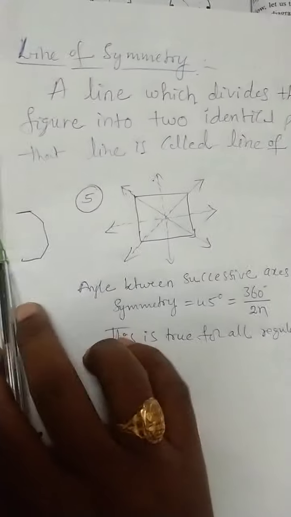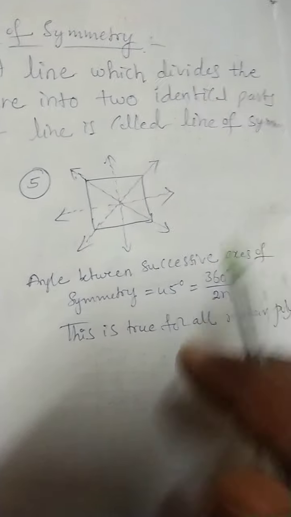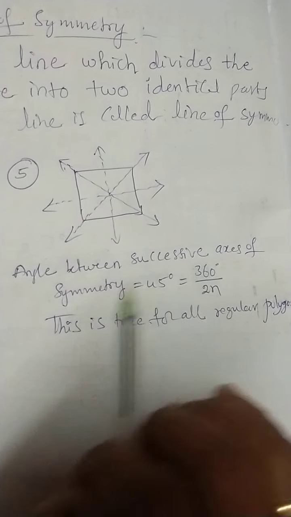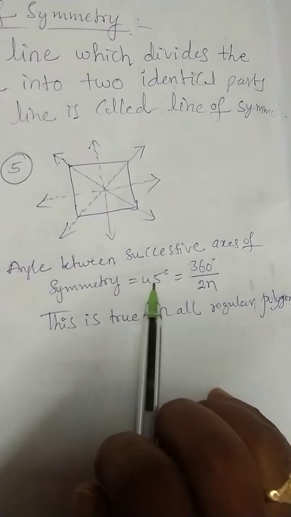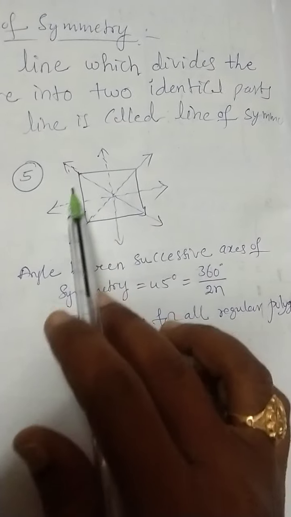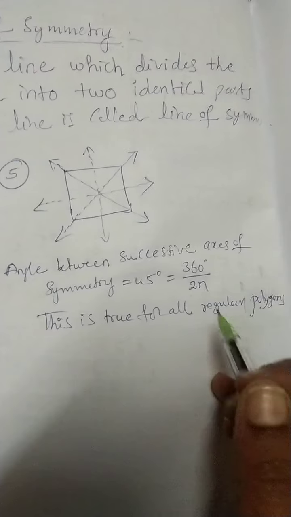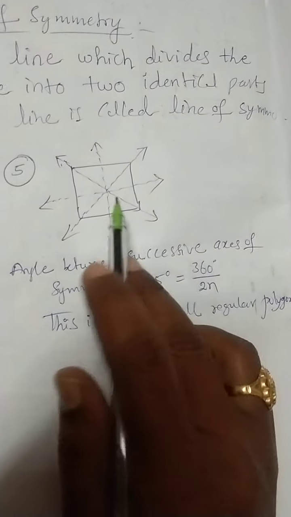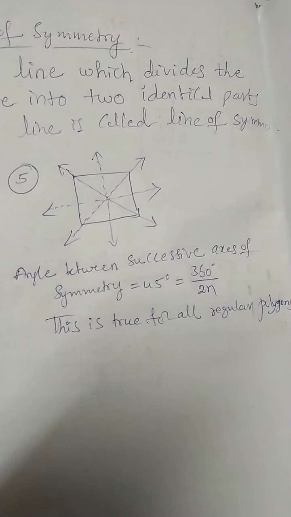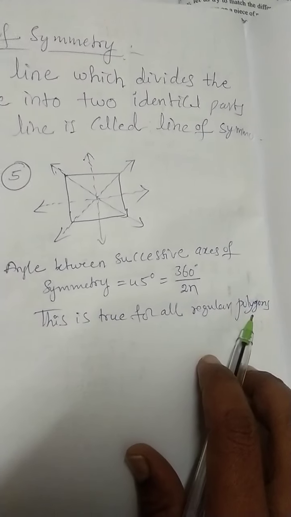See here the solution. I took a square and drew the axes of symmetry. Here we should measure the angle between successive axes of symmetry. It is 45. How can you get 45? The sum of all angles is 360, divided by 2n, where n indicates the number of sides, which is 4. So 360 divided by 2 into 4, you will get 45 degrees. This is true for all regular polygons.